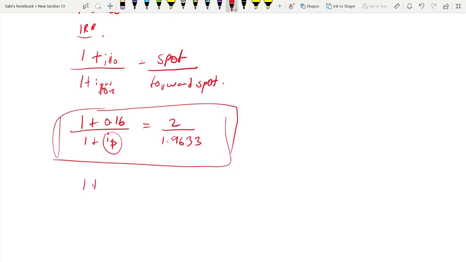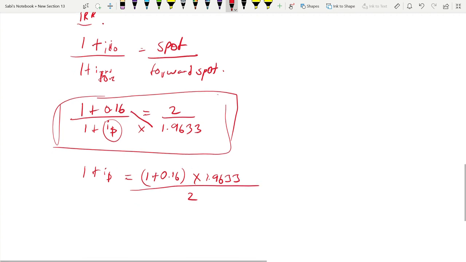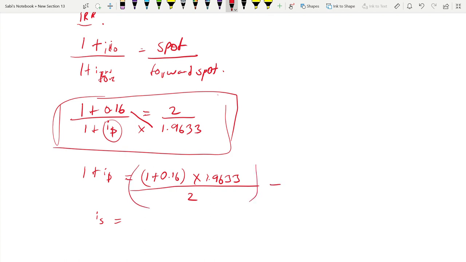So keep 1 plus interest rate of dollar on one side, okay, and bring this on the other side, it becomes cross multiplication. So 1 plus 0.16 multiplied by 1.9633 divided by 2. Okay, after that, if you want to find out with this whole equation, bring the 1 and it becomes minus 1, which, if you calculate, put it in your calculator and check, will be 13.87%. At least that you should be able to do on your own.